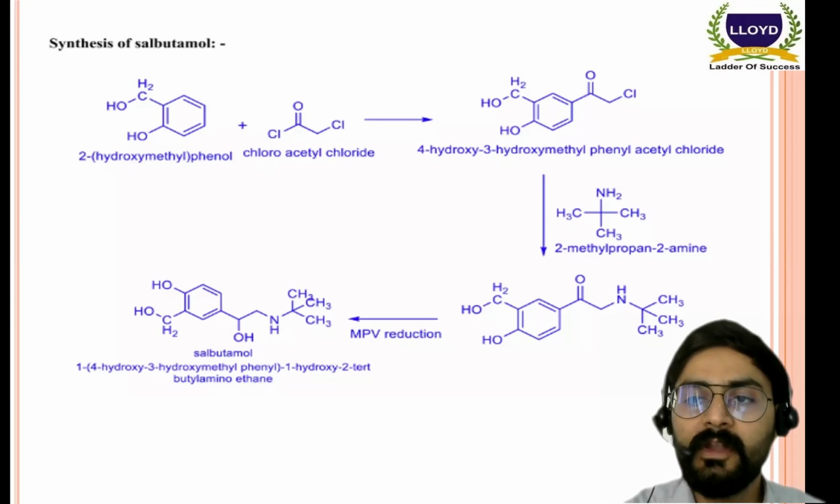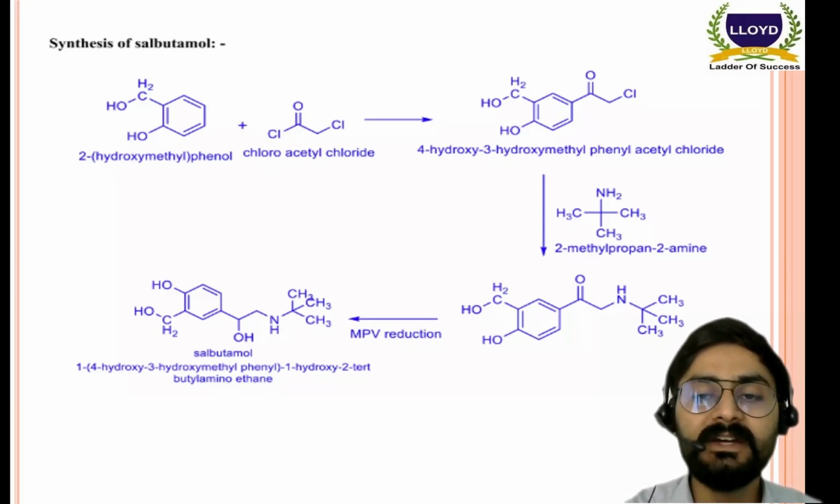Afterwards, this 4-hydroxy 3-hydroxymethylphenyl acetyl chloride is treated with tertiary butyl amine, which displaces this tertiary butyl group onto the acetyl group, and afterwards the beta ketone group is converted into hydroxyl group by MPV reduction and gives the salbutamol moiety.